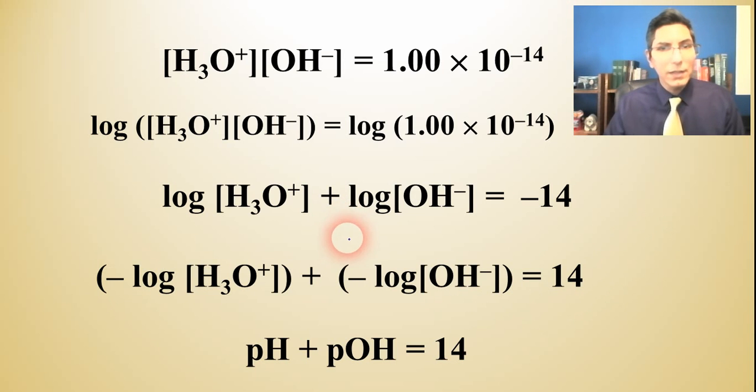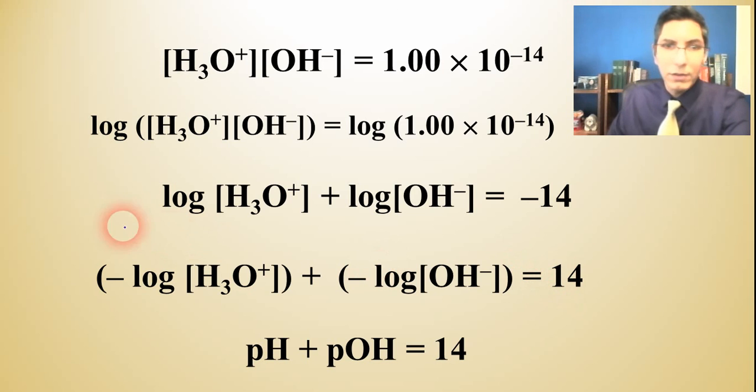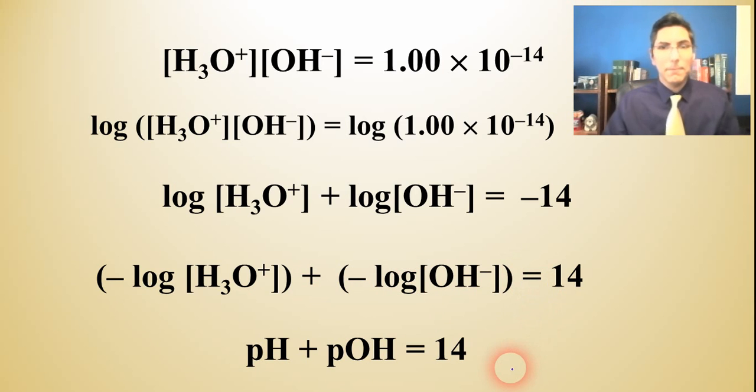So now we have the negative log of hydronium plus the negative log of hydroxide equals positive 14. Now we learned just a couple slides ago that the negative log of hydronium is pH, isn't it? And the negative log of hydroxide is pOH. So guess what? It's the same thing. pH plus pOH equals 14.